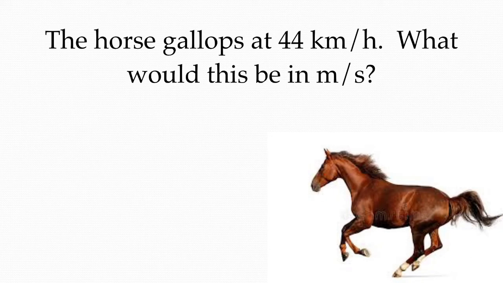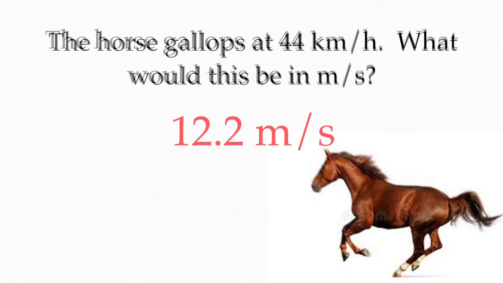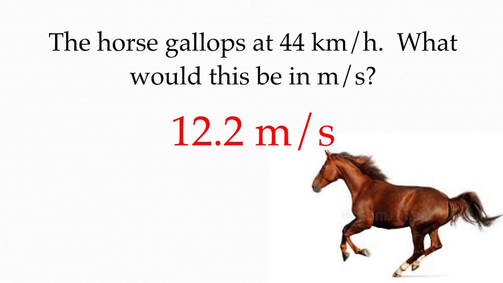A horse gallops 44 kilometers per hour. What would this be in meters per second? So work this out by timesing the number by 1,000 to change kilometers into meters, and then divide by 3,600, the number of seconds in an hour. Pause the video while you work it out. The answer should be 12.2 meters per second.